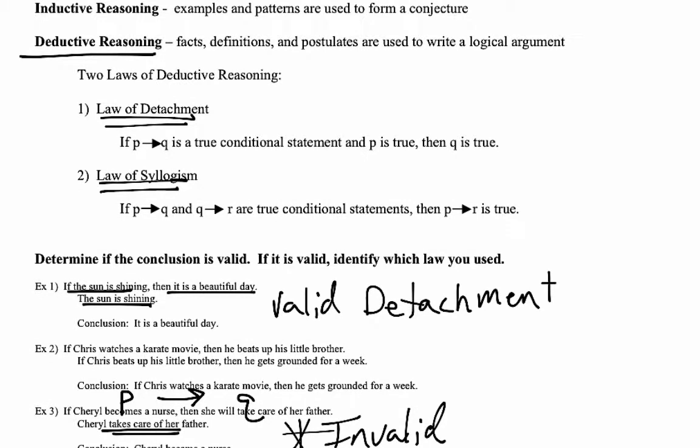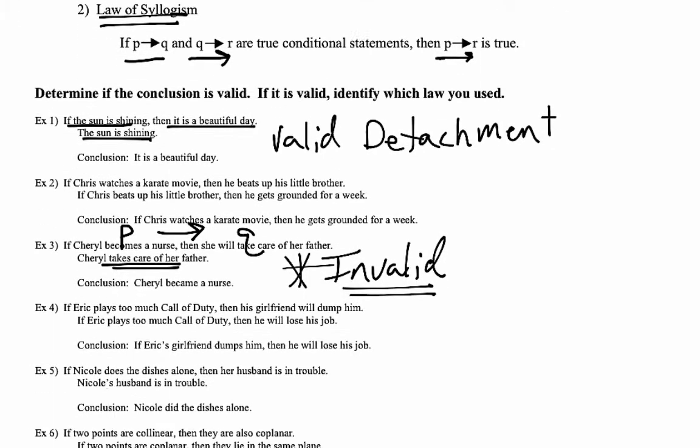The law of syllogism is a little bit trickier. It says if a hypothesis leads me to a conclusion, and then that conclusion leads me to a new conclusion, then the original hypothesis eventually leads me to that final conclusion. So if P leads me to Q and Q leads me to R, then P obviously eventually leads me to R. Let's look at an example of that.